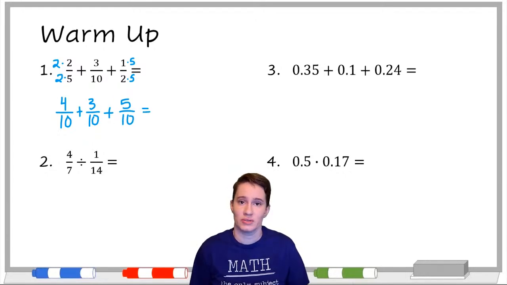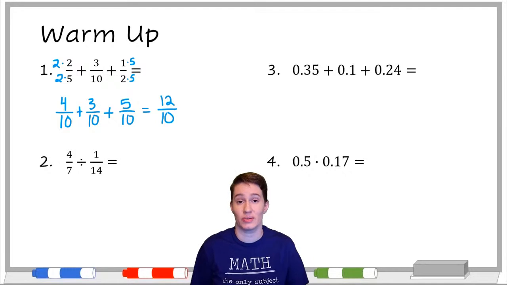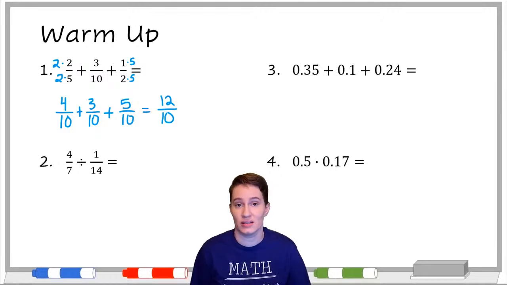So 4 plus 3 is 7, and 7 plus 5 is 12. So we get 12 over 10. There are 2 things that we can do to our fraction answers some of the time. We can't even always do it, but we should always check to see if we can do it. One of them is to reduce the numbers to the simplest numbers we can get. Simplest meaning smallest. So 12 over 10, they're both even. They're both divisible by 2.